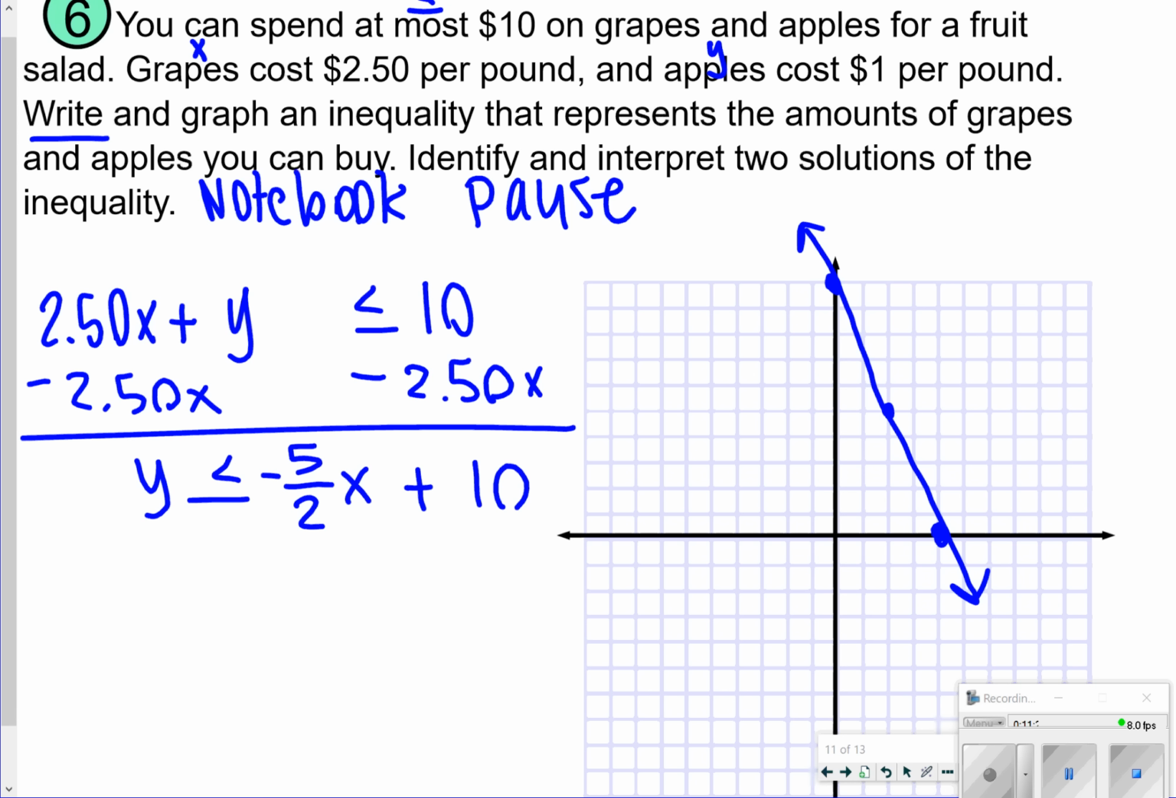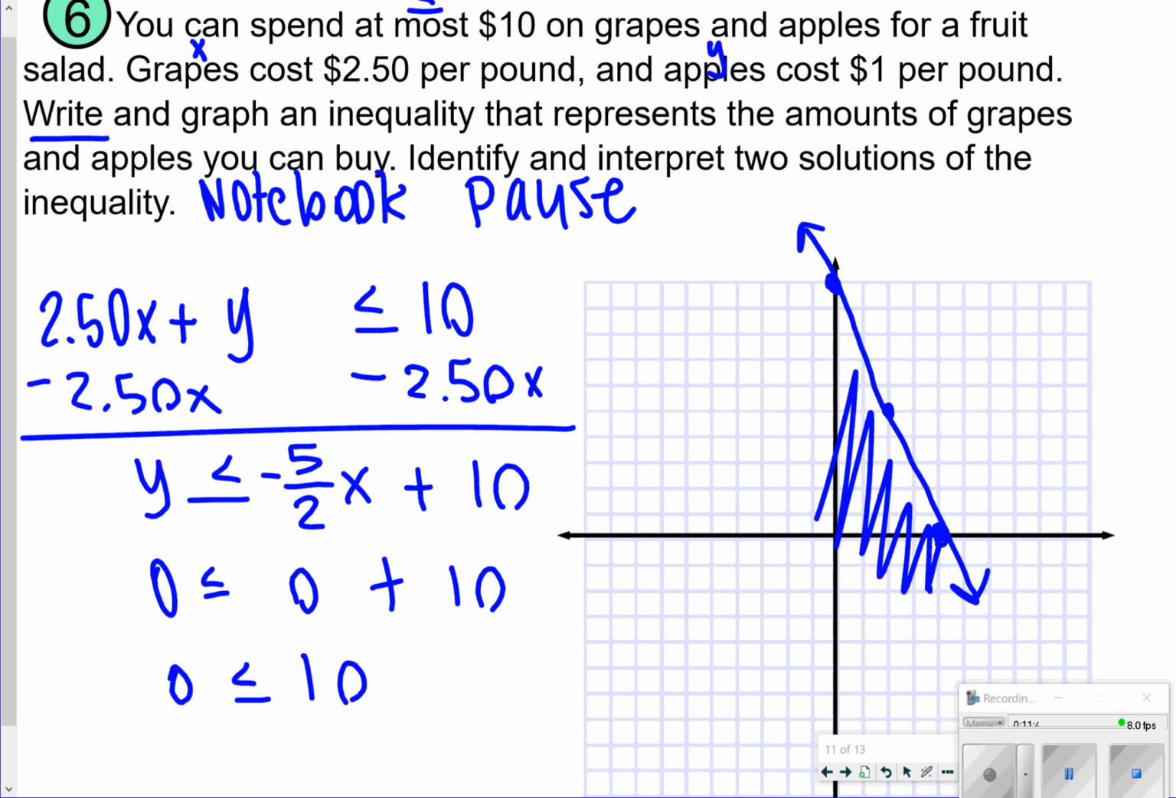And then it says, identify and interpret 2 solutions of the inequality. Well, first I need to figure out which side I can shade. So I'm going to plug in my 0, 0. 0 is less than or equal to 10, so I would shade in this side. So identifying and interpreting 2 solutions of the inequality, which means I can find anything on this shaded part or on the line because it's less than or equal to.